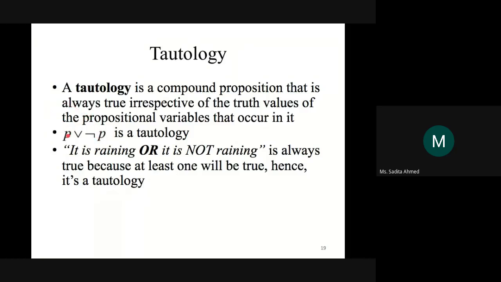So you see, at least one of them will always be true. If P is true, that makes the statement true. Even if P is false, not P becomes true, and that makes the statement true. Whether P is true or false, it does not matter, irrespective of the truth values of the variables in it. This will always be true, P or not P. So this is a compound proposition which will always be true. So this is a tautology.